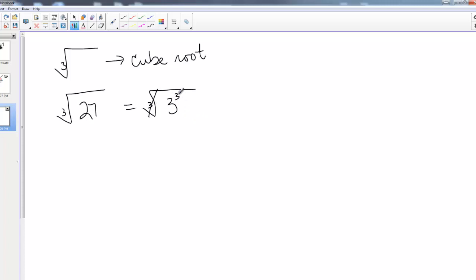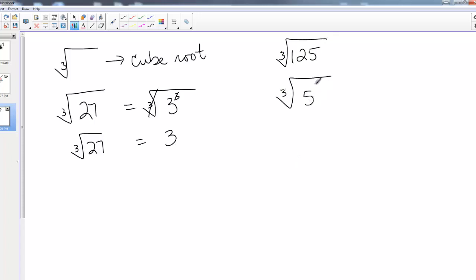The cube root cancels the cubed. So the cube root of 27 is 3. What's the cube root of 125? 125 is 5 cubed. The cube root cancels the cubed, and the cube root of 125 is the same as 5. How do you know this?